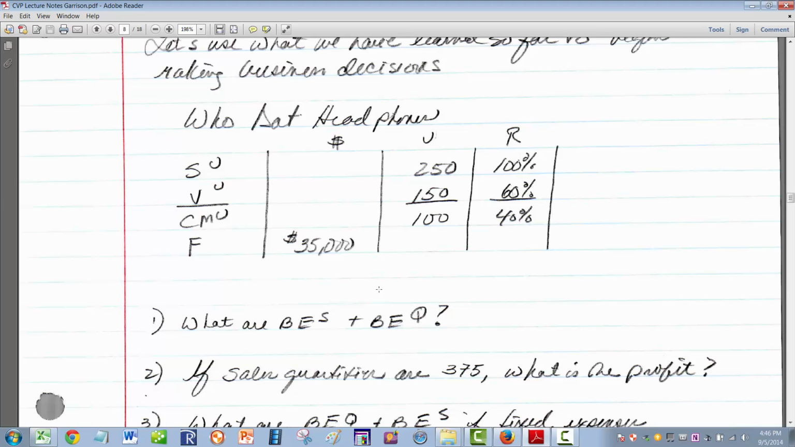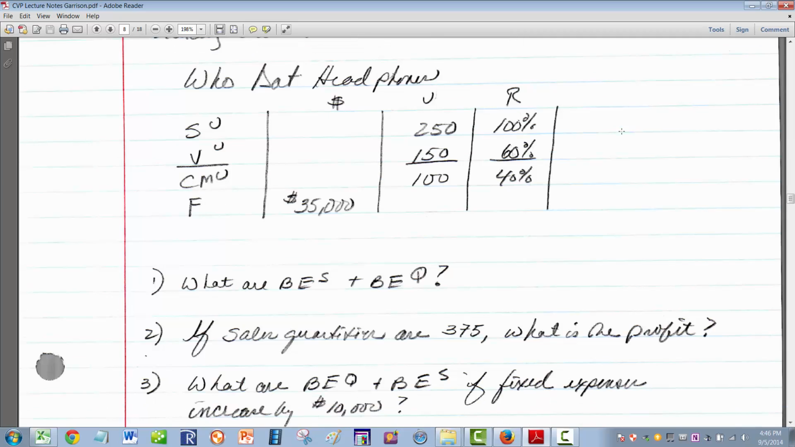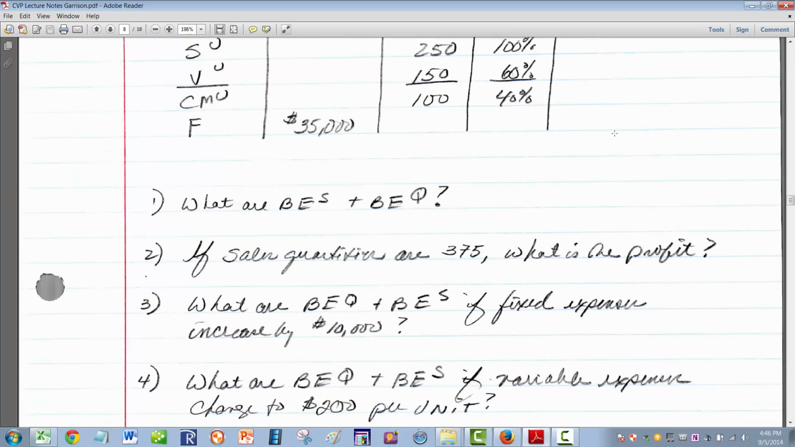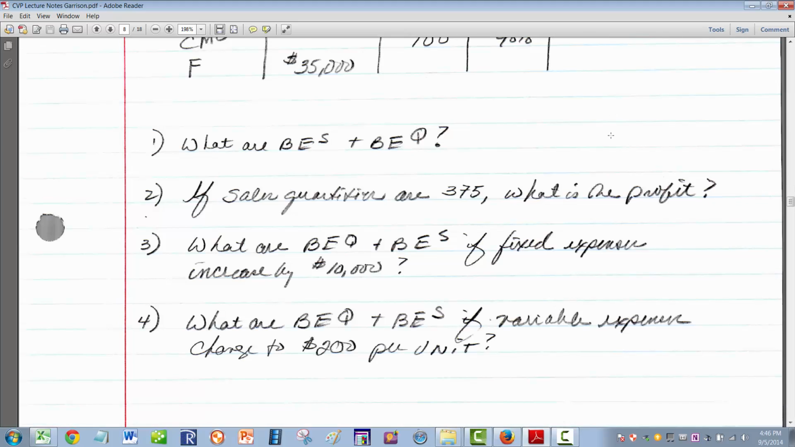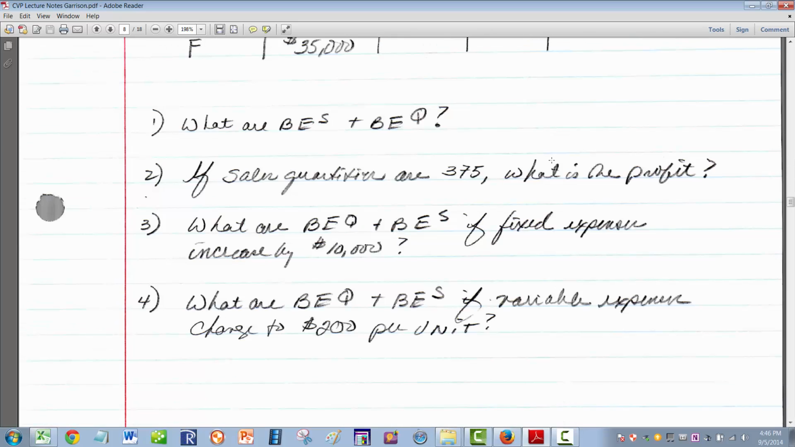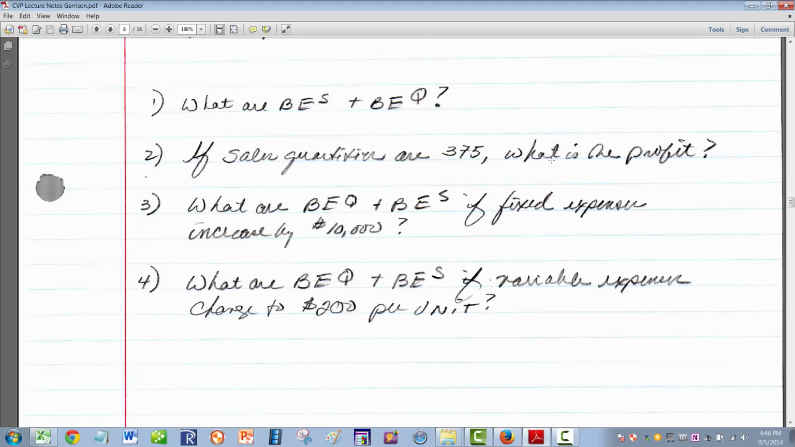So a lot of your homework problems will be set up just this way. So what are the break-even sales and break-even quantities? If the sales are $375, what is the profit? What are the break-even quantities and break-even sales if fixed expenses increase by $10,000? And what are the break-even quantities and break-even sales if variable expenses change to $200 per unit?